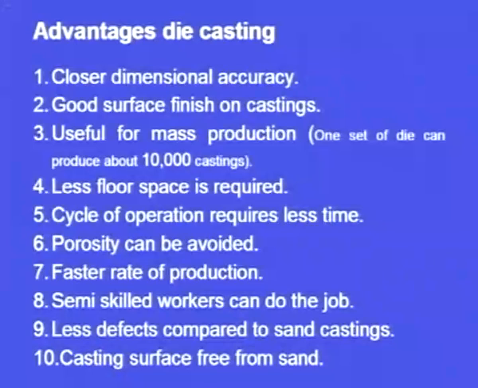And another advantage is we can use these machines for mass production. If we make one set of dies, about 10,000 castings can be made. If we have to make 10,000 castings by conventional sand moulding, 10,000 moulds we have to make. That moulding time will be much more, but here there is no moulding time. Only one set of dies we are using for hundreds and thousands of castings.